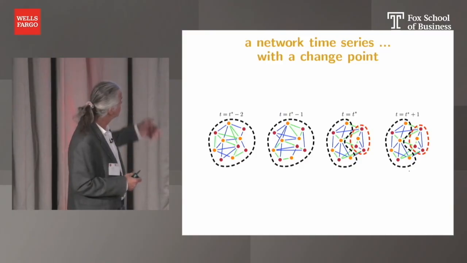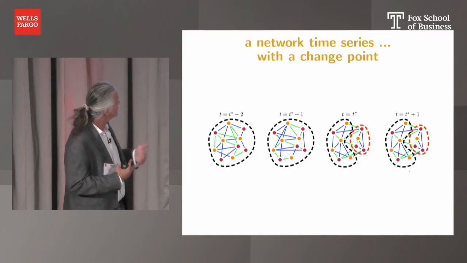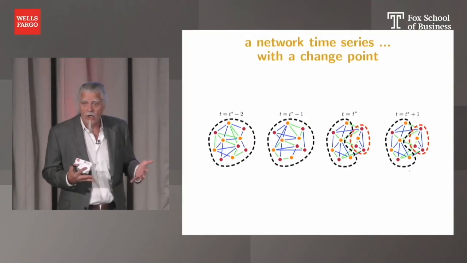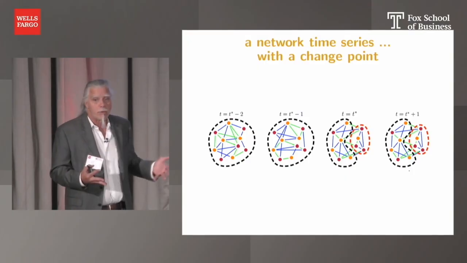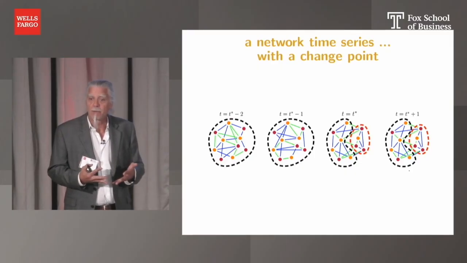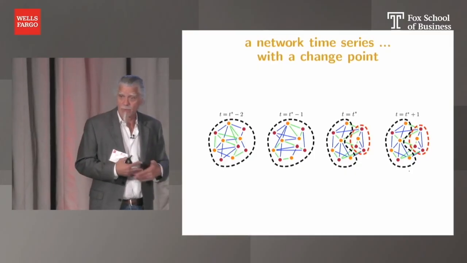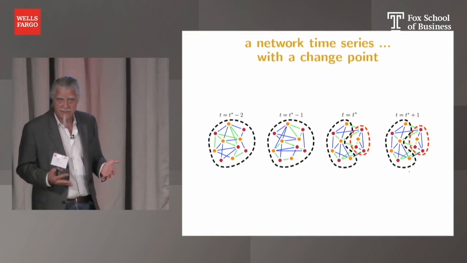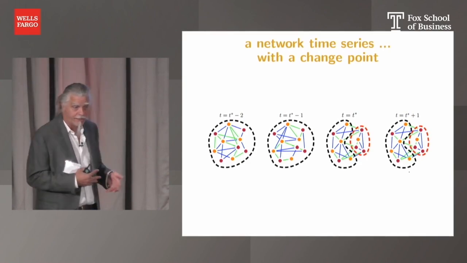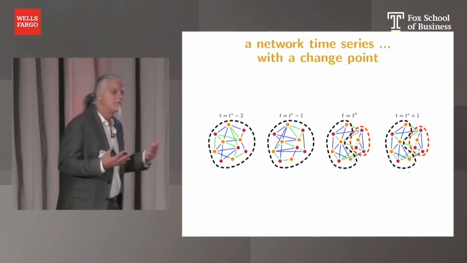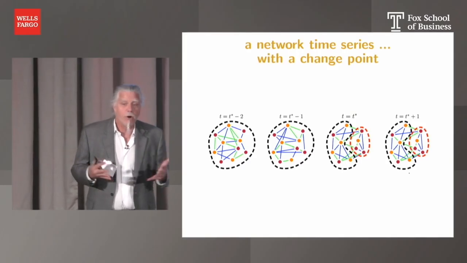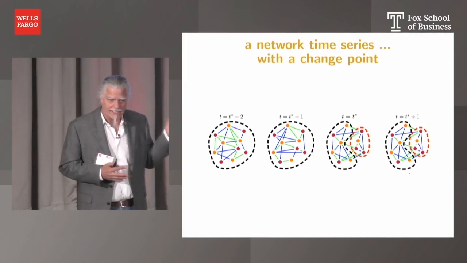And so in this particular case, the cartoon is designed to give you the idea that at time t star, one group breaks off and starts behaving a little bit differently than it did in the past, while the major collection of actors continues in the same vein that it was beforehand. And then there's two types of statistical inference problems that we can consider for data like this.